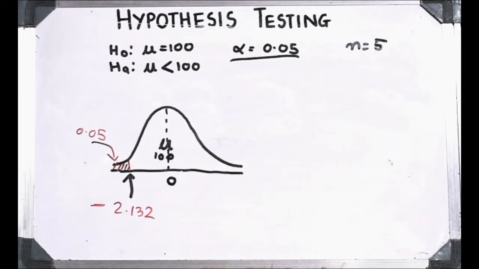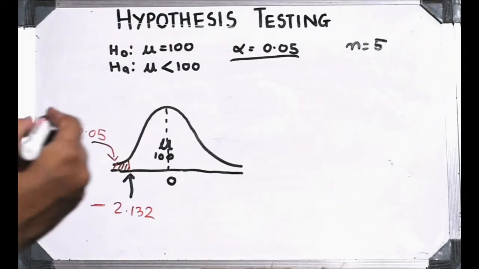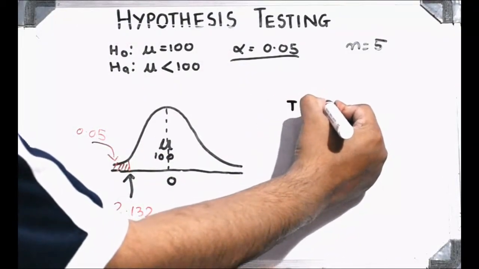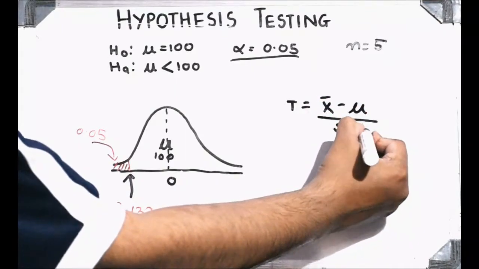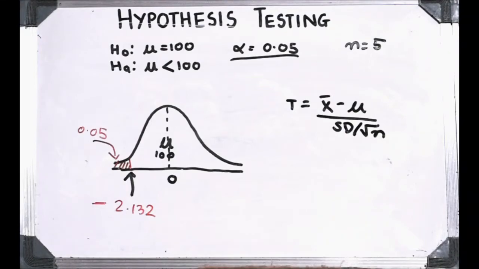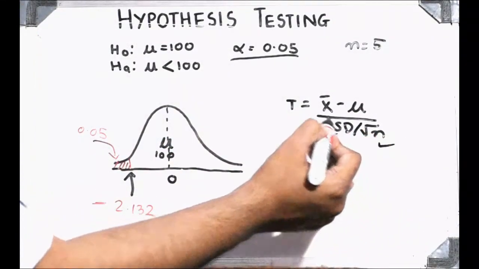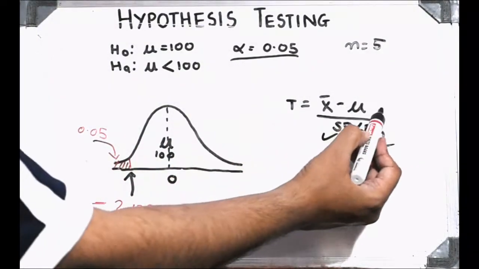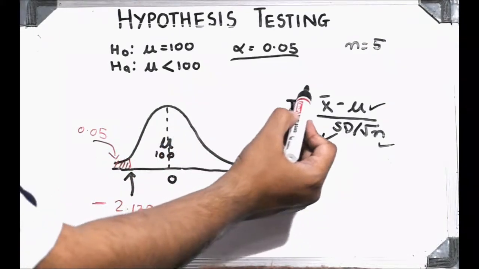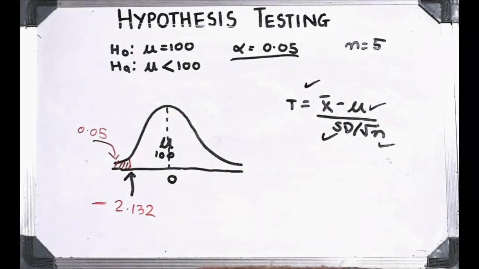Okay, now in the next step we need to find the test statistic. As we are doing the T-test, we had said that the test statistic is x bar minus mu divided by the standard deviation divided by root n. This n is the sample size, s is the standard deviation of the sample, mu is the population mean, and x bar is the sample mean. So we have all these values.